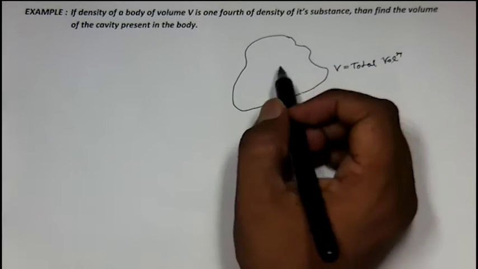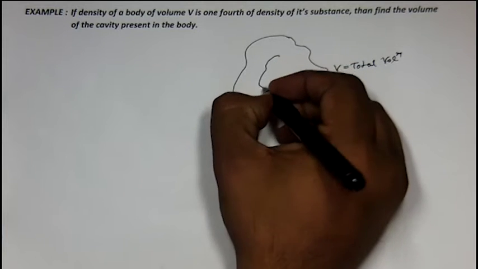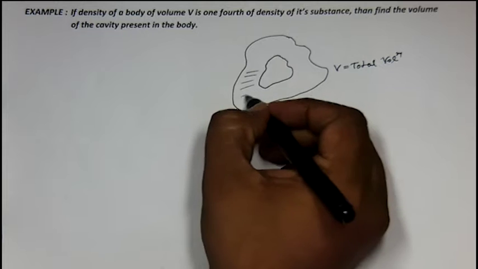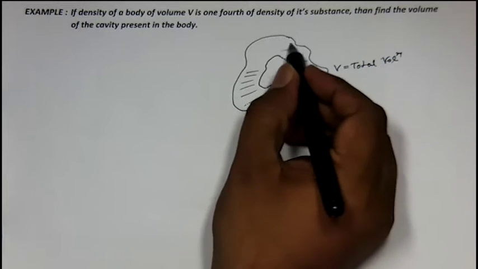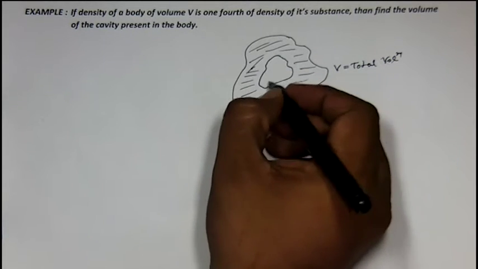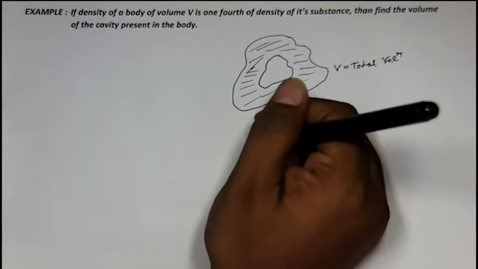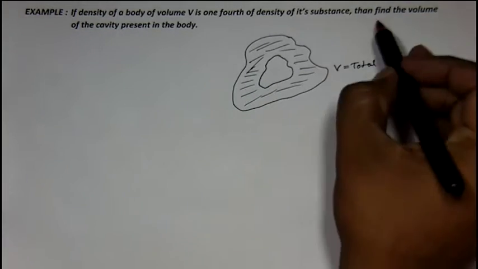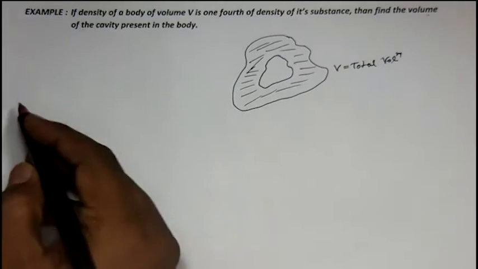Now a cavity is present inside the body. Cavity means empty space, and mass is present only in this outer area, and inside the cavity there is no mass. We have to find volume of this cavity. Find the volume of cavity present in the body.